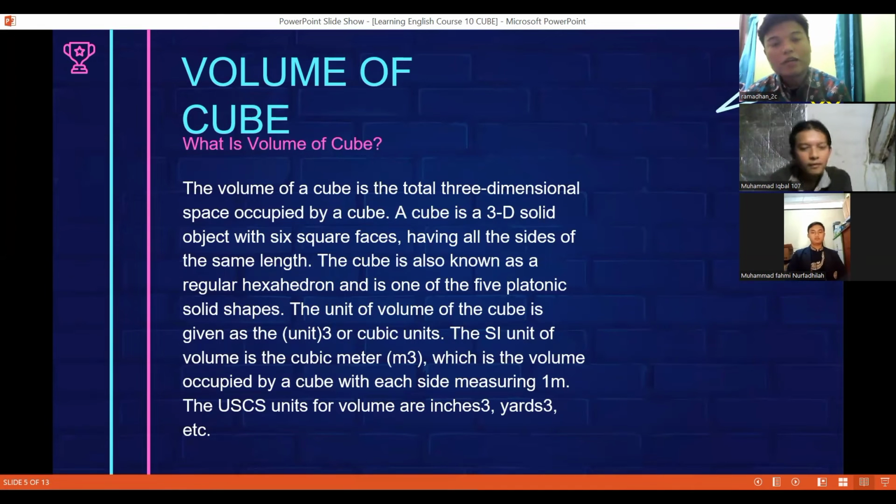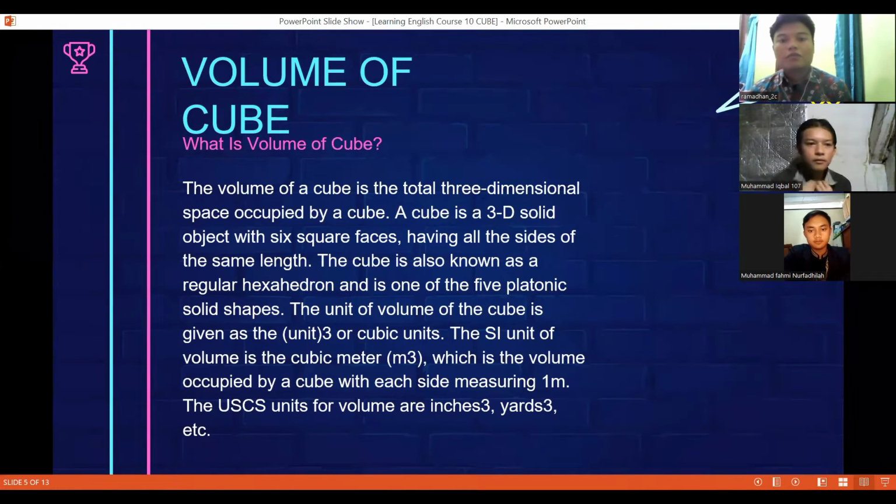Now I will explain about the volume of the cube. What is the volume of a cube? The volume of a cube is the total three-dimensional space occupied by a cube. A cube is a 3D solid object with six square faces, having all sides of the same length. The cube is also known as a regular hexahedron and is one of the 5 Platonic solids. The unit of volume of this cube is given by unit 3 or cubic units.